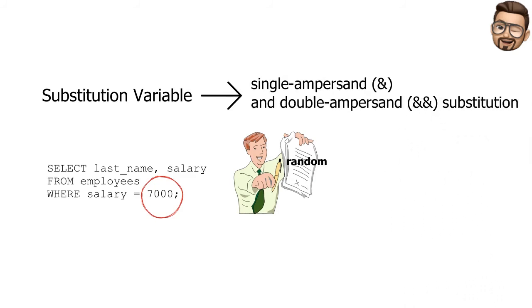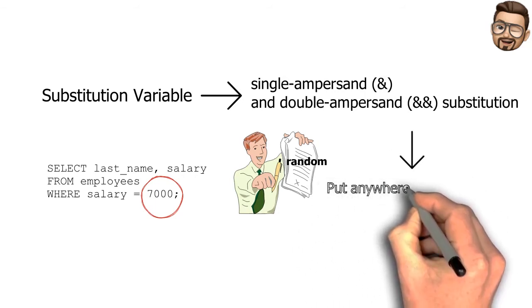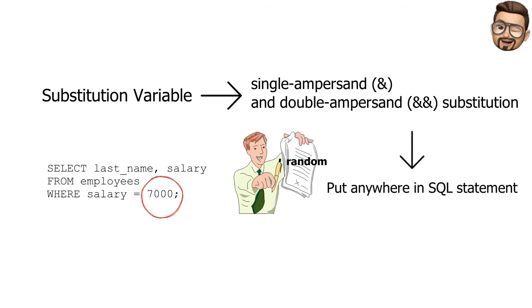We can use substitution variables to temporarily store values with single ampersand and double ampersand substitution. We can use these substitution variables to supplement the following: where condition, order by clauses, column expression, table names, or entire select statement. Let's take a look at the example.